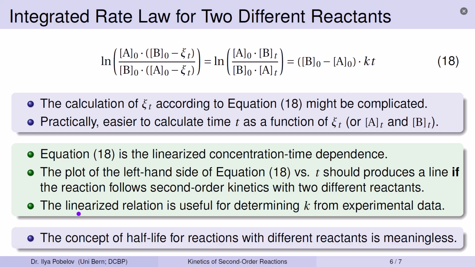Note that, unlike reactions with a single reactant, the concept of half-life for reactions with different reactants is meaningless. If A and B start with unequal concentrations, they won't reach half their initial values simultaneously. This is a specific aspect of reactions with different reactants.